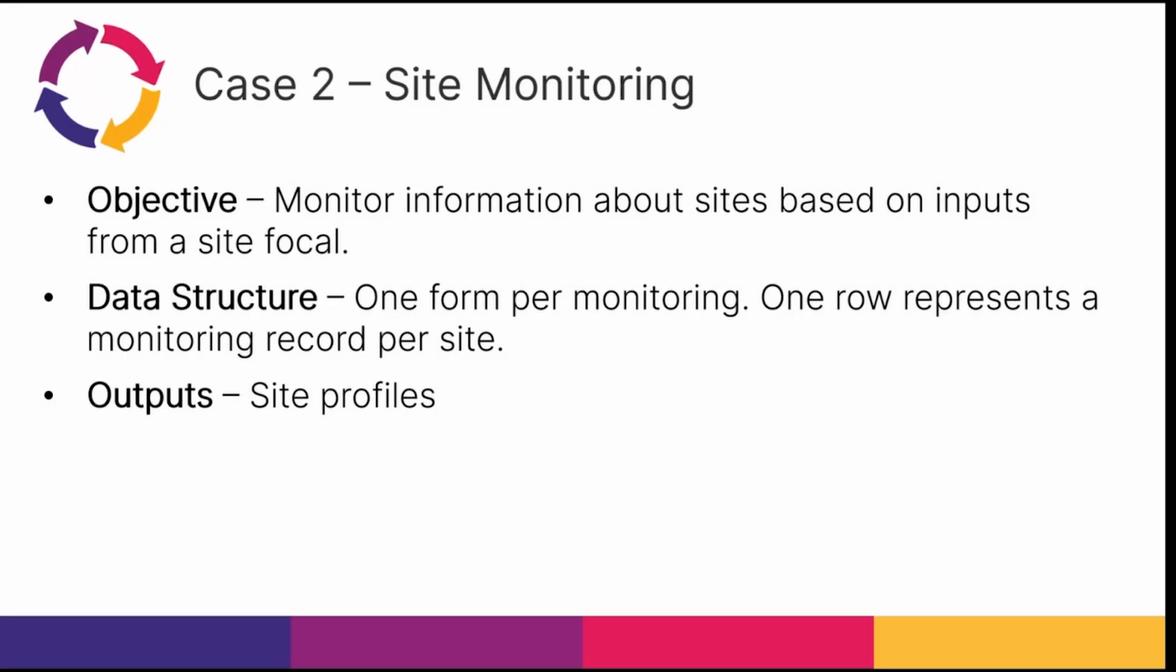The structure for this is obviously one form is going to represent one monitoring visit. So one row is one visit and one monitoring to a site. And we're going to use this primarily for our site profiles. So we want to be able to say a little bit about each of the sites we work in and be able, let's say, to produce information about those sites for donors, for field visits, for sharing, for advocacy.